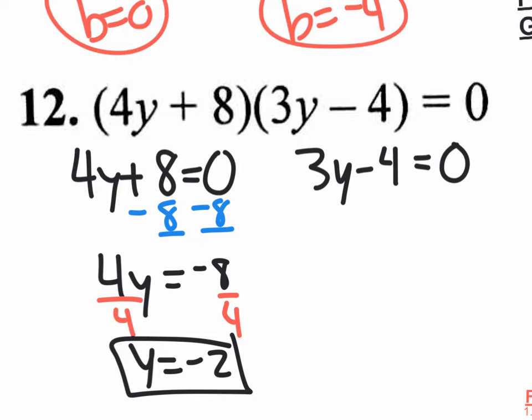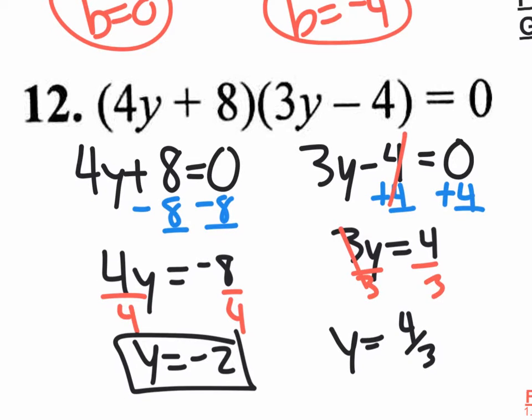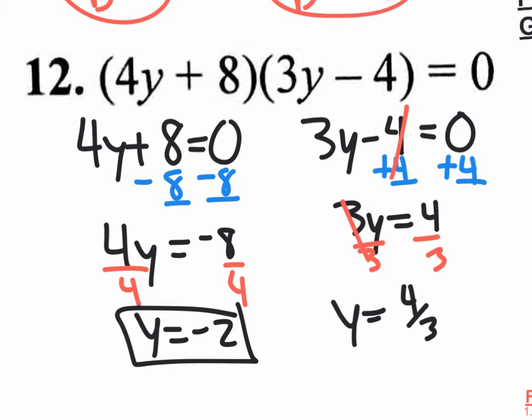So on the next one, we're going to add 4 to both sides. Of course, the 4's cancel. You end up with 3y equals 4. And the final step would be to divide by 3. So your y equals 4/3. Y equals 4/3. So ladies and gentlemen, we have two answers for number 12. And like I said, it's really easy because it's already in factored form. All you got to do is split them and solve.